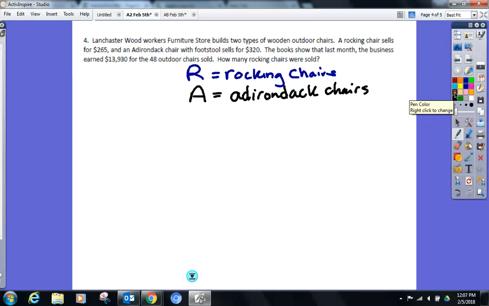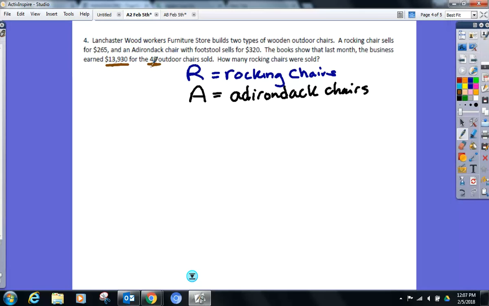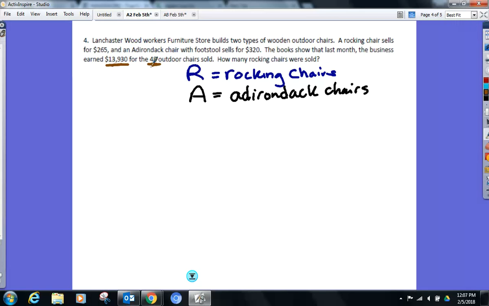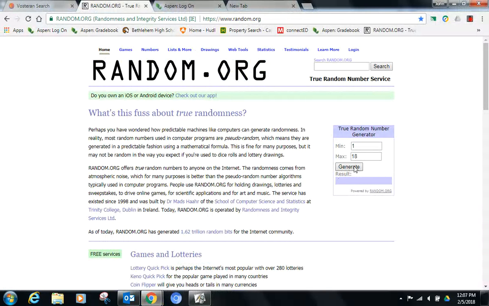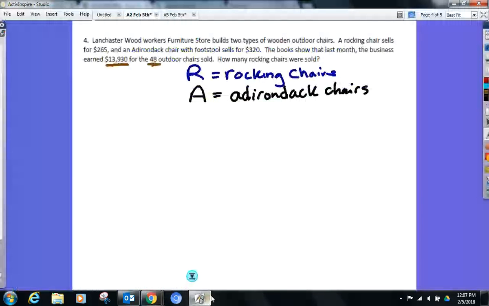Your goal is to set up 2 equations. Remember, you know the cost total, and then you know how many they sold. So that should lead you to both equations. All right, 1 you want to set up. You can take either one right now.